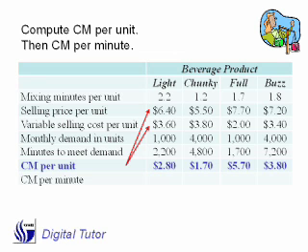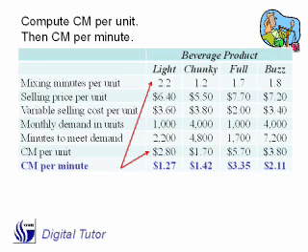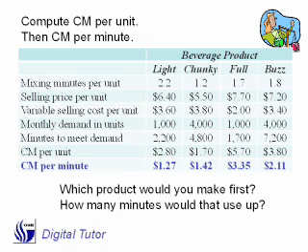All right, here's my contribution margin per unit. Freeze the frame and see if you can do the contribution margin per minute. Okay, so you're not going to make 280 per minute because each unit takes 2.2 minutes. So you have to divide the 280 by the 2.2 to get the $1.27 per minute. All right, freeze the frame then and see what order you would produce them in.